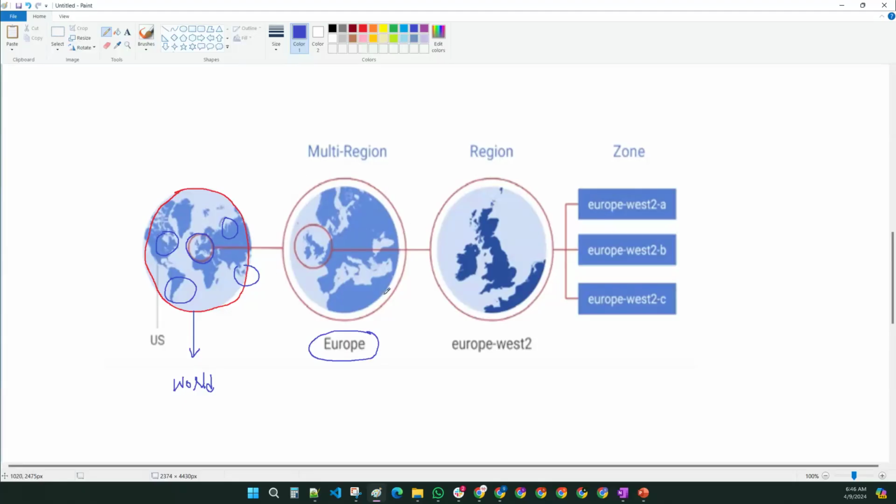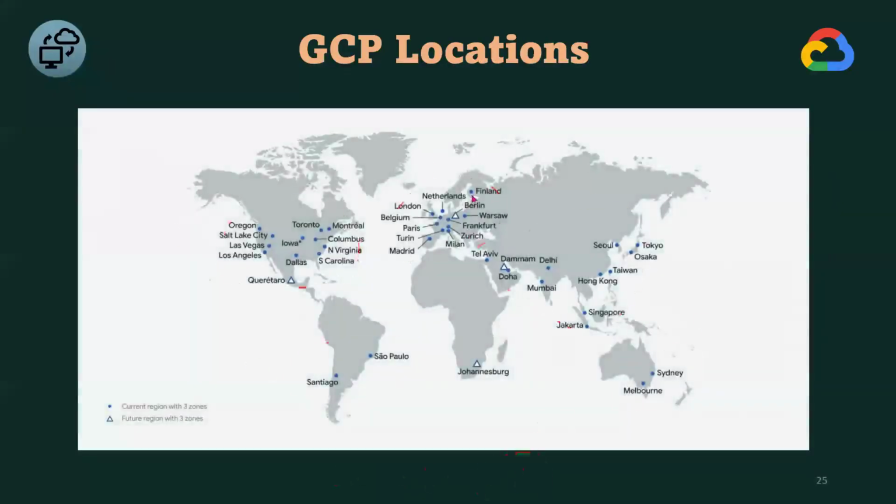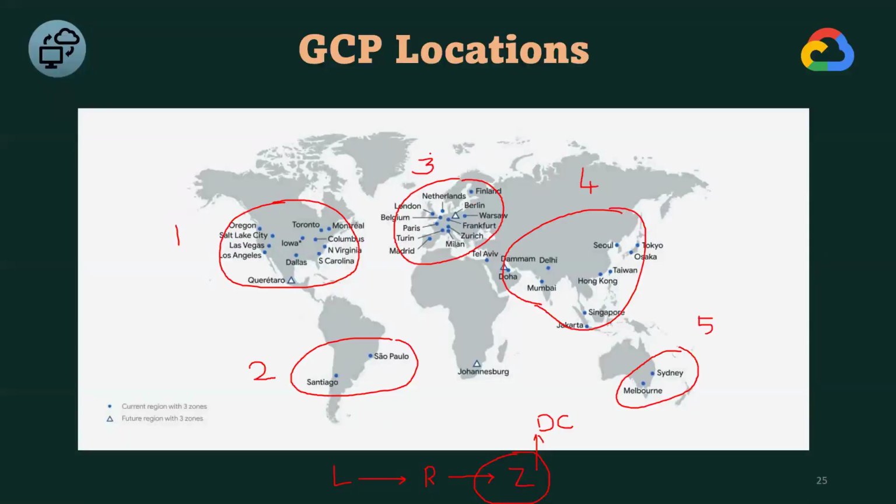Europe will have multiple regions. Here, region 1, region 2, region 3. Sorry, I'll take one more color. Region 2, region 3, region 4, something like that. It will have plenty of regions. You can also see it in the picture. Europe has multiple regions, and all the blue dots are nothing but regions.